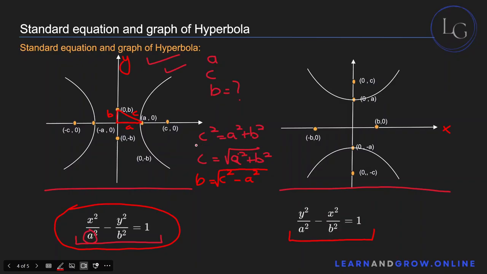Just remember this equation. C is the distance from the center to the focus. A is the distance from the center to the vertex. And once you have those, you can calculate what B is. Once you have B, you can apply this formula, or in this case, this formula. And yeah, that's about it.